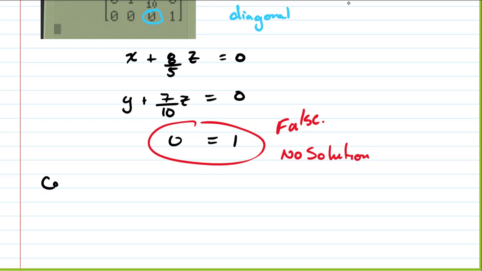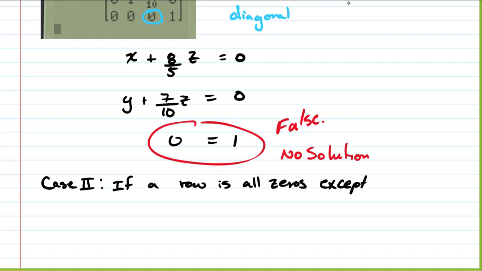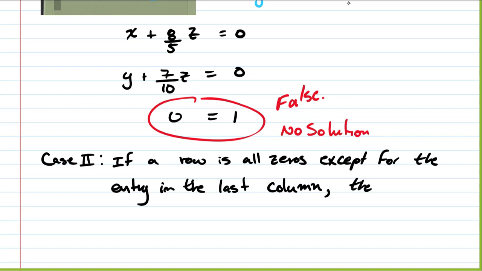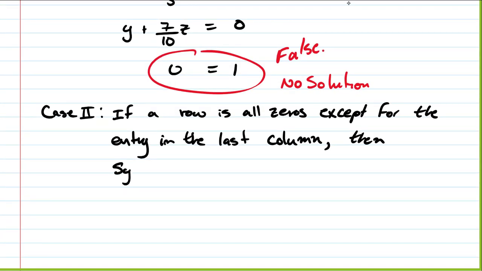So case 2, if a row is all zeros except for the last entry, then the system has no solution.